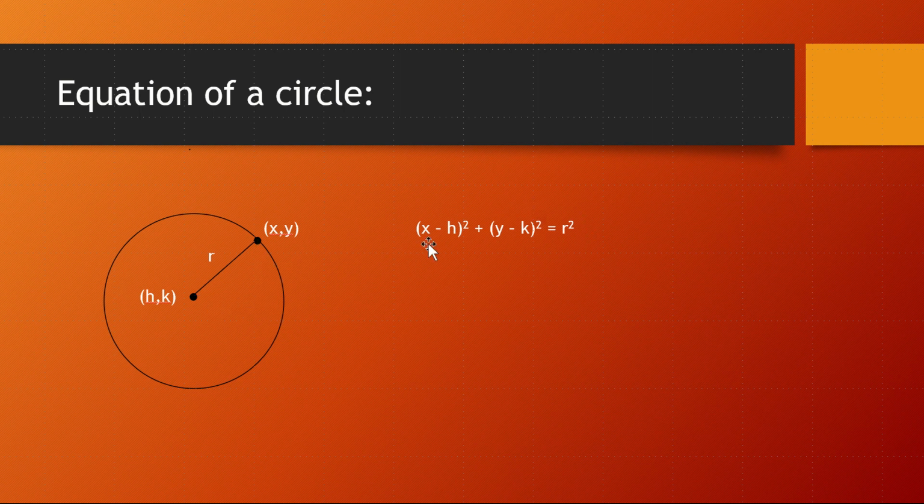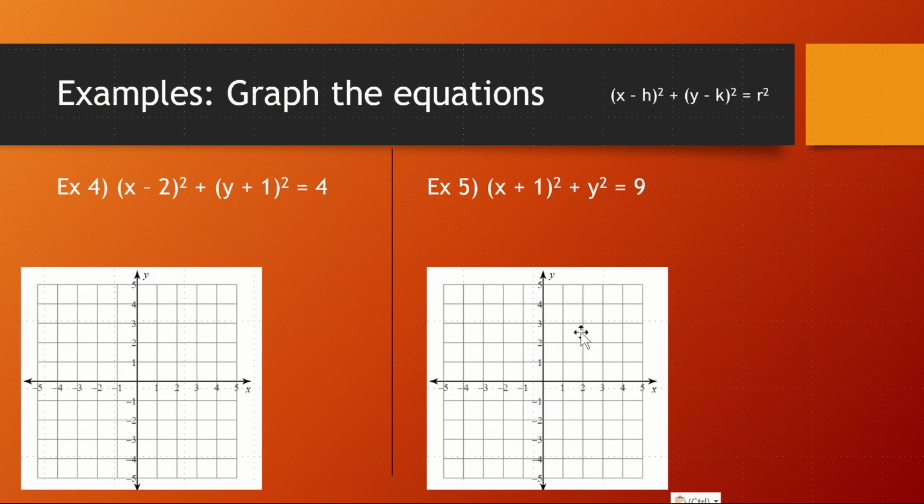This is the equation of a circle. It's going to be (x minus h) squared plus (y minus k) squared is equal to r squared. So if I give you the equation of a circle, you should be able to graph it. So let's work on these two examples right here, example 4 and example 5. You're asked to graph the equations given that the equation of the circle looks like this. So let's begin with example 4 here.